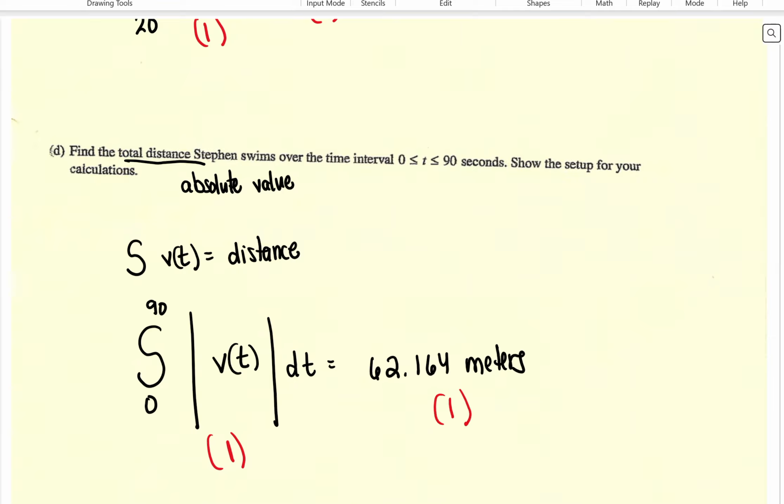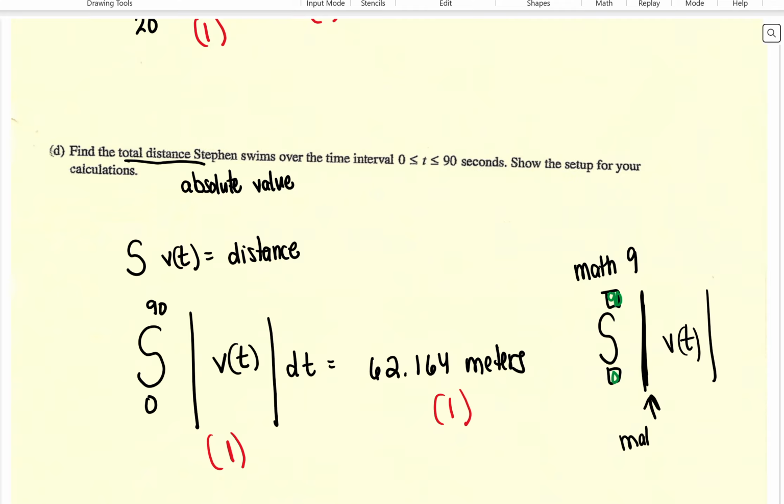Just when you go to plug this in under Math 9, make sure when you fill in your boxes here from 0 to 90 that you put in this absolute value before you put in your function. If you forgot how to do that, you go to Math, go to NUM, and it's option 1, ABS.